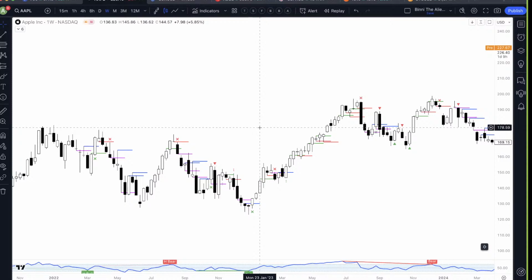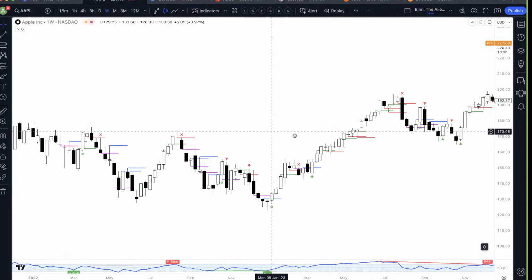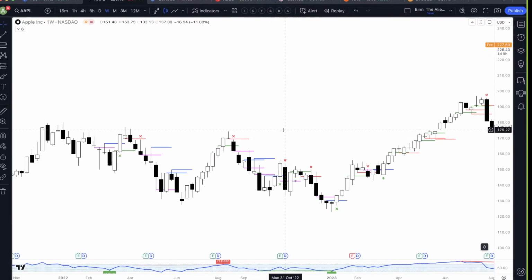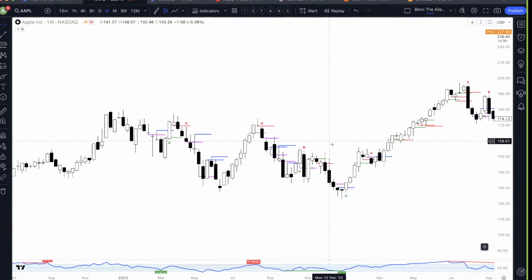When does the green signal happen? At the close of the 1 week candle. Yes, at the close of the 1 week candle or at the close of the day candle, whichever time frame you're going to use. But I'm just going to practice here. Okay, so I'm just going to take you through.